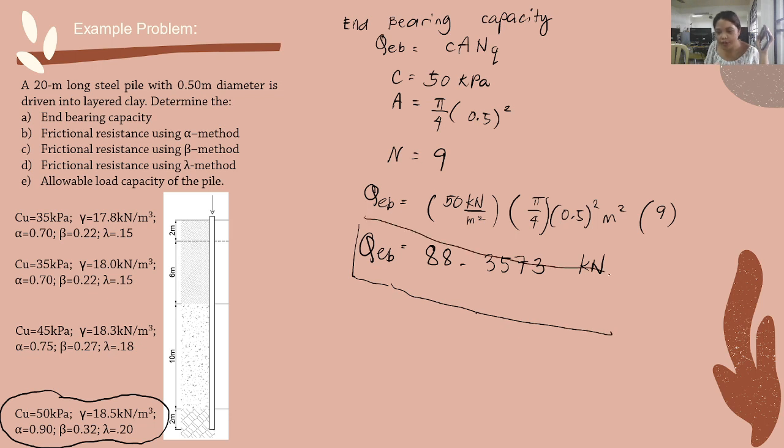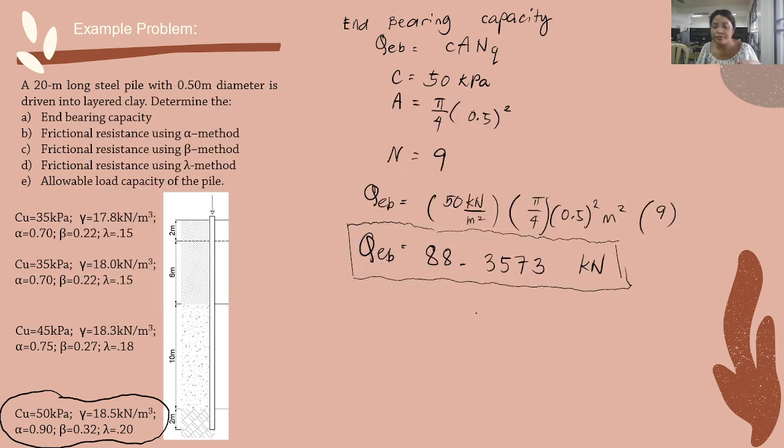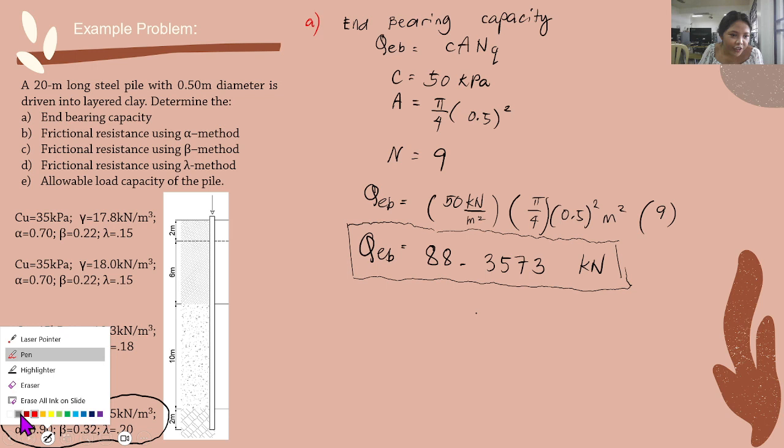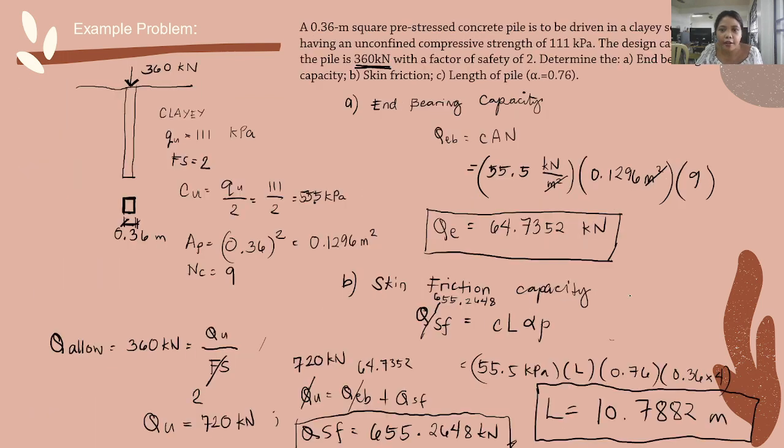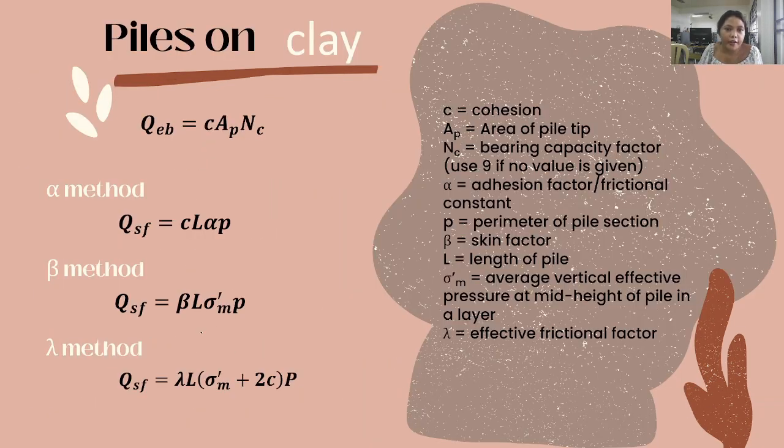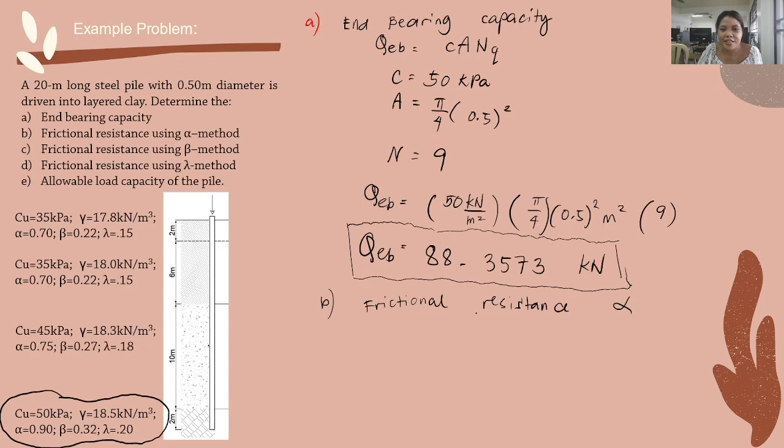Wait, let me erase this one. Now, the next one is letter B, the frictional resistance using the alpha method. So, what is the alpha method? Going back to the main formula, CLAP, C-L-A-P, or C-alpha-P.